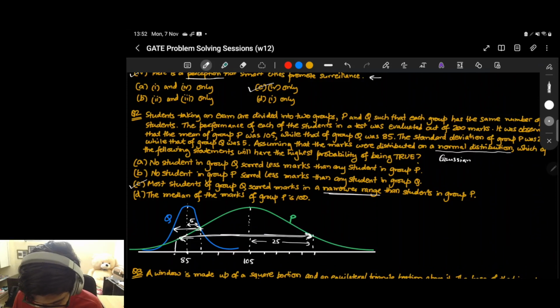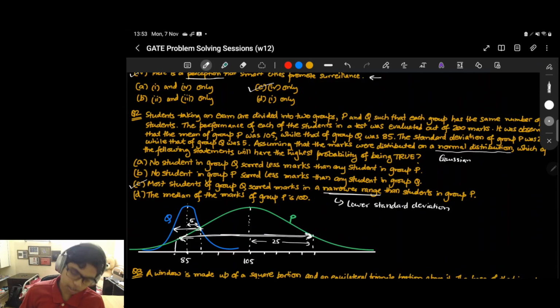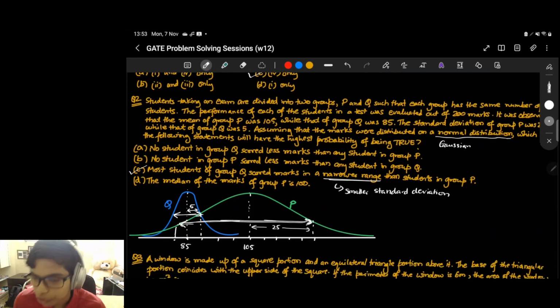This narrower range is because of a lower standard deviation. Because the standard deviation has a smaller value, the students would be scoring marks in a narrower range. And for group P, the standard deviation is pretty high. It's 25 marks, so their marks distribution would be spread out over a large range. So option C is the correct option.